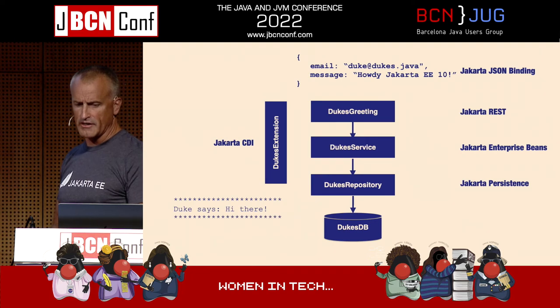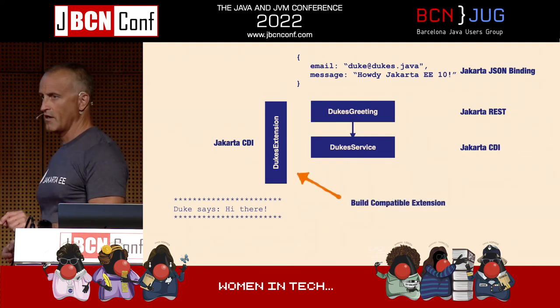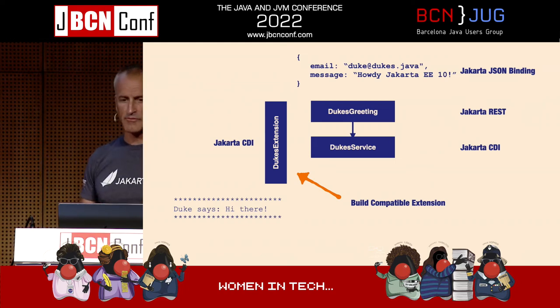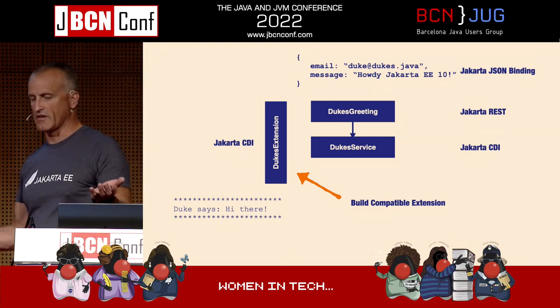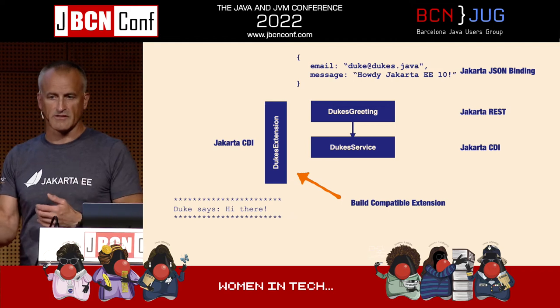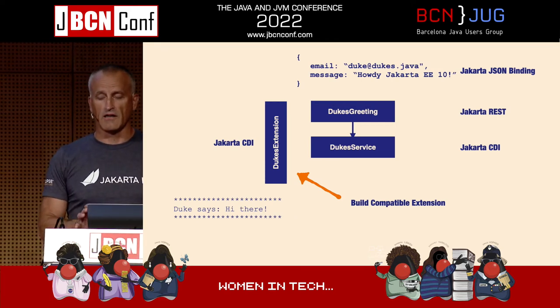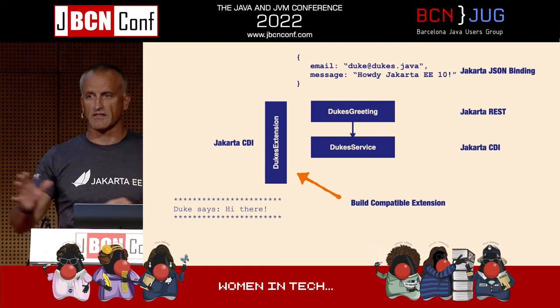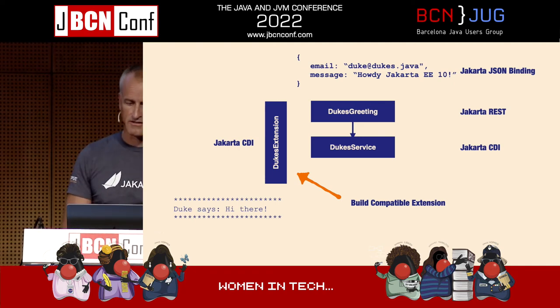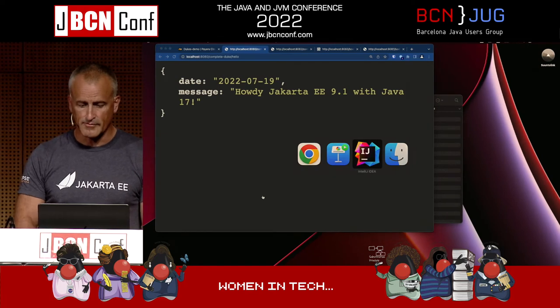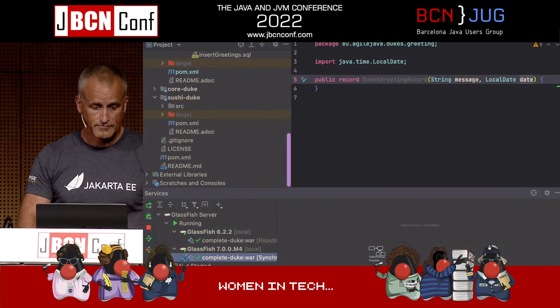What I'm going to show you here is the new extensions API in Core Profile. And what I need to change here in my application, first of all, Core Profile doesn't have anything about EJBs or persistence. So I just remove that. And then I'll look at the extension and see what you need to change if you have a CDI extension in your system. Since it's not very common, I'll go fairly quickly with this.